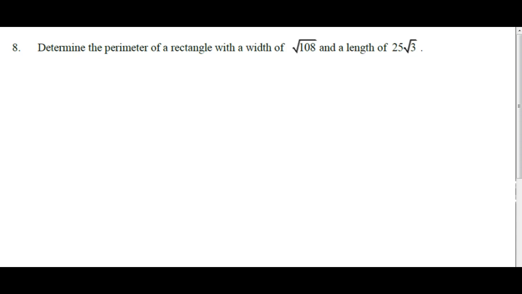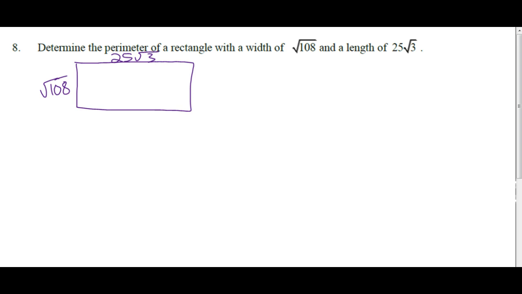Determine the perimeter of a rectangle with a width of root 108 and a length of 25 root 3. Okay, so I don't know about you, but I find it handy if I'm working off a diagram. So I'm going to draw me a rectangle. I'm going to put down a width of root 108 and a length of 25 root 3, and then I can come up with an expression for perimeter.